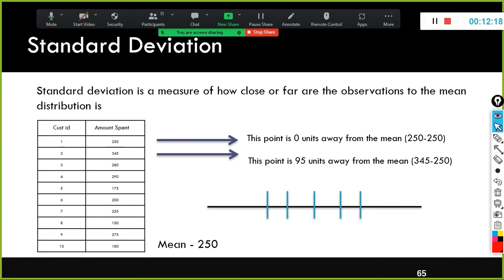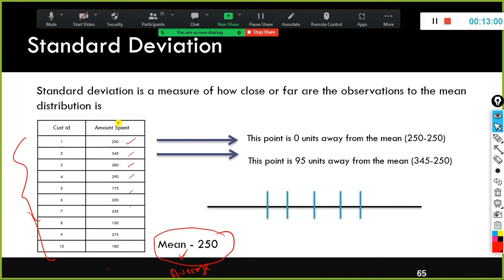The standard deviation is a measure of how close or far the observations are to the mean of the distribution. Let's say here I have randomly sampled 10 customers. Each customer's amount spent we have noted down here. If you take the average of this, I get 250. This is my mean. In statistics, the equivalent synonym for average is mean. Henceforth, if I specify mean, you just understand it is an average. So the mean amount spent for all these 10 customers is 250.